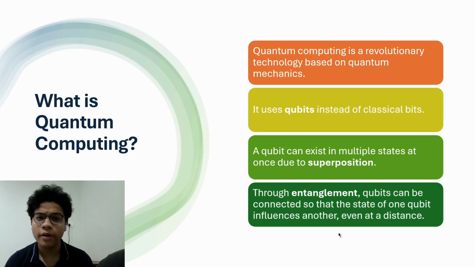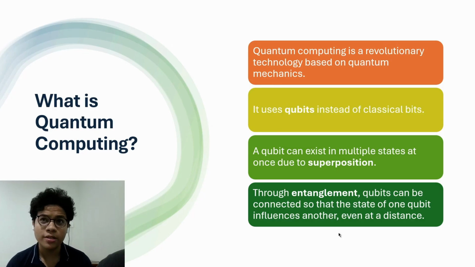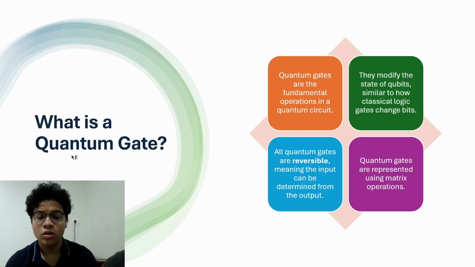So, what actually is quantum computing? Quantum computing is a type of computing that uses the rules of quantum physics. In normal computers, we use bits that are either 0 or 1. But in quantum computers, we use qubits. Qubits can be either 0, 1, or both at the same time. This is called superposition. Also, qubits can affect each other using something called entanglement, which makes quantum computers very powerful for solving complex types of problems.